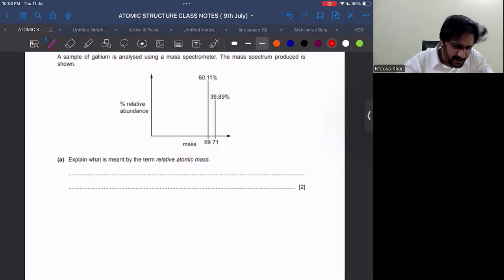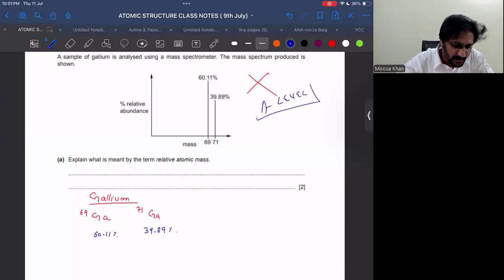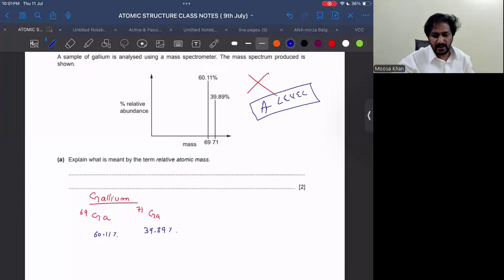अच्छा, ignore this question, ये आपको नहीं देखना, बस let's say there is an element gallium. Gallium has the symbol Ga, and we have two isotopes of gallium, one with mass number 69 and one with mass number 71. And the relative abundance or percentage abundance of these two isotopes is 60.11% and 39.89%.